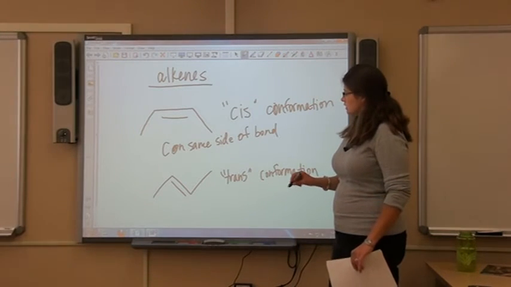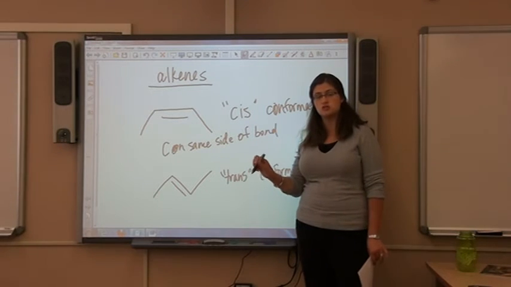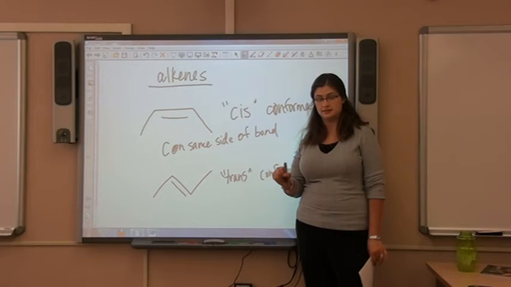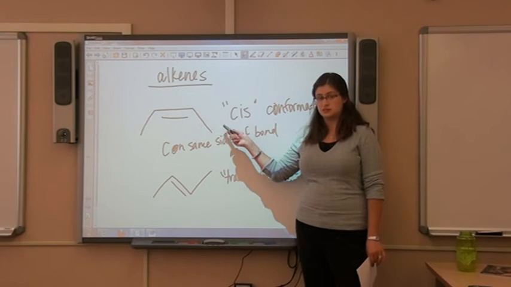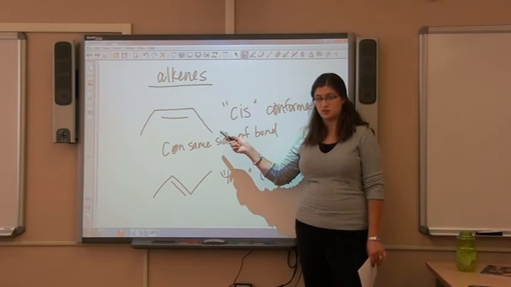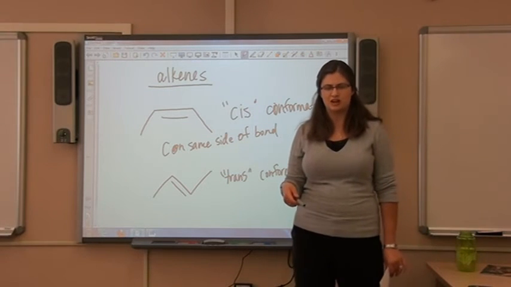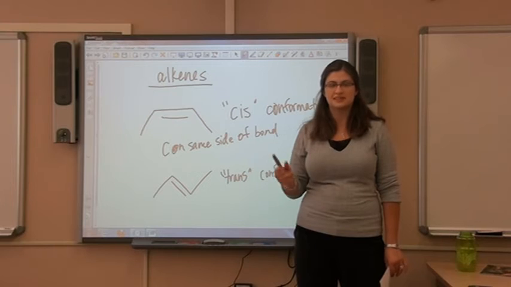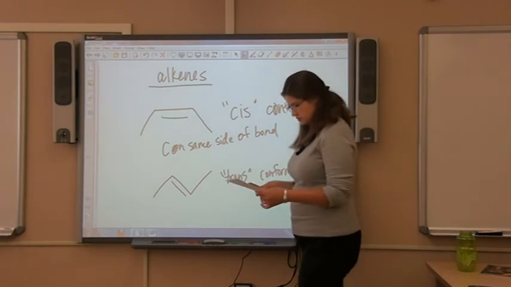Now, in nature, there are no trans double bonds. They don't exist in nature. It only exists in the cis conformation, and that's because the cis conformation is the one that has the lower state of energy. Remember I said in the first lecture that all systems strive for states of lower energy? That's why.